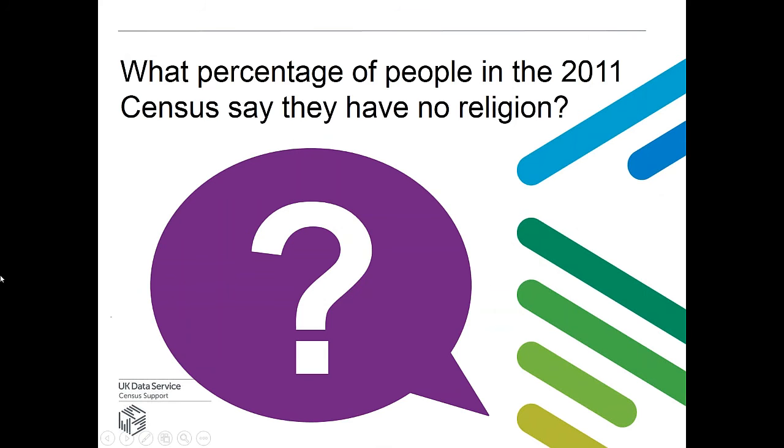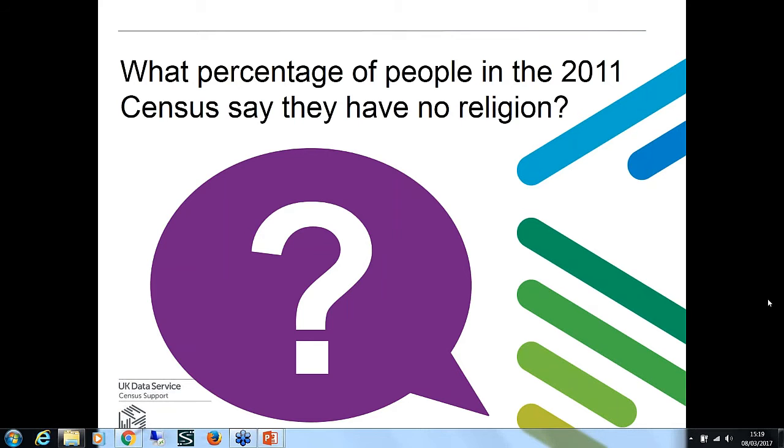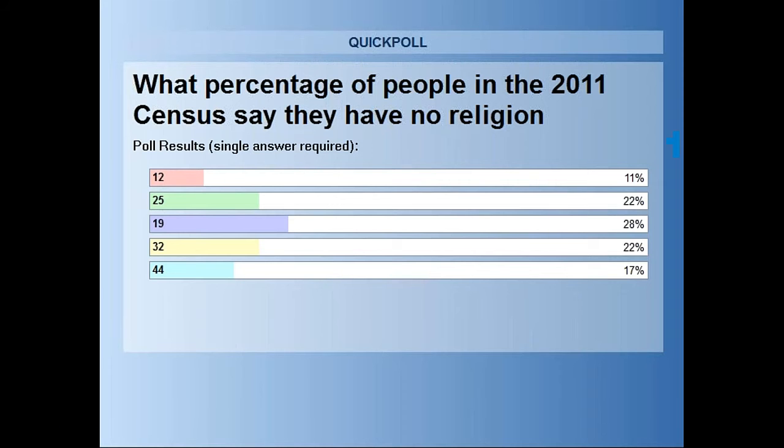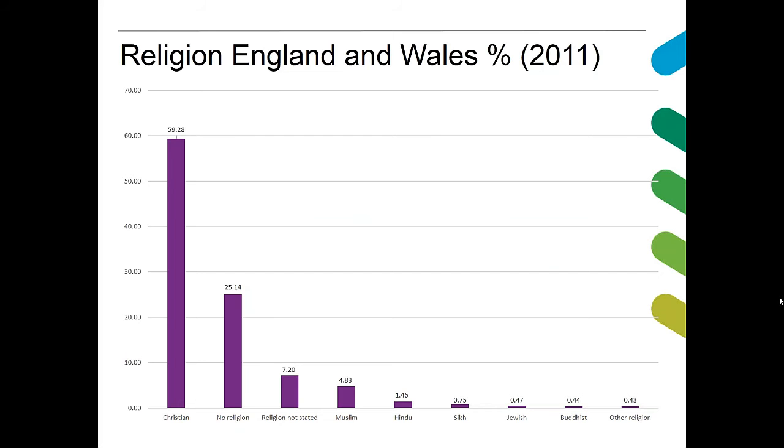So I've got another poll for you. From census aggregate data, what percentage of people in the 2011 census say they have no religion? You should just be able to see that now. Great, I'll just give you a bit more time to answer. Okay, I'll just close the poll and you should see the results, and I'll share them. That's great. I think the next slide should hopefully tell me that the answer was 25%. Let's have a look. You should see the chart now. That's just an example of what you can get out of census aggregate data, a very simple example.